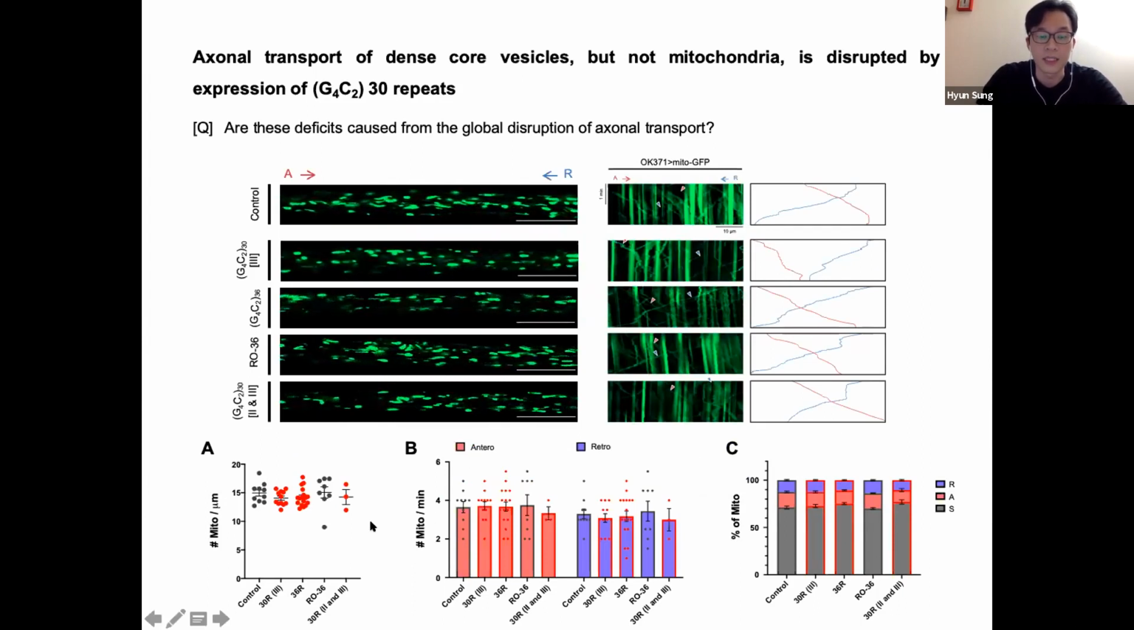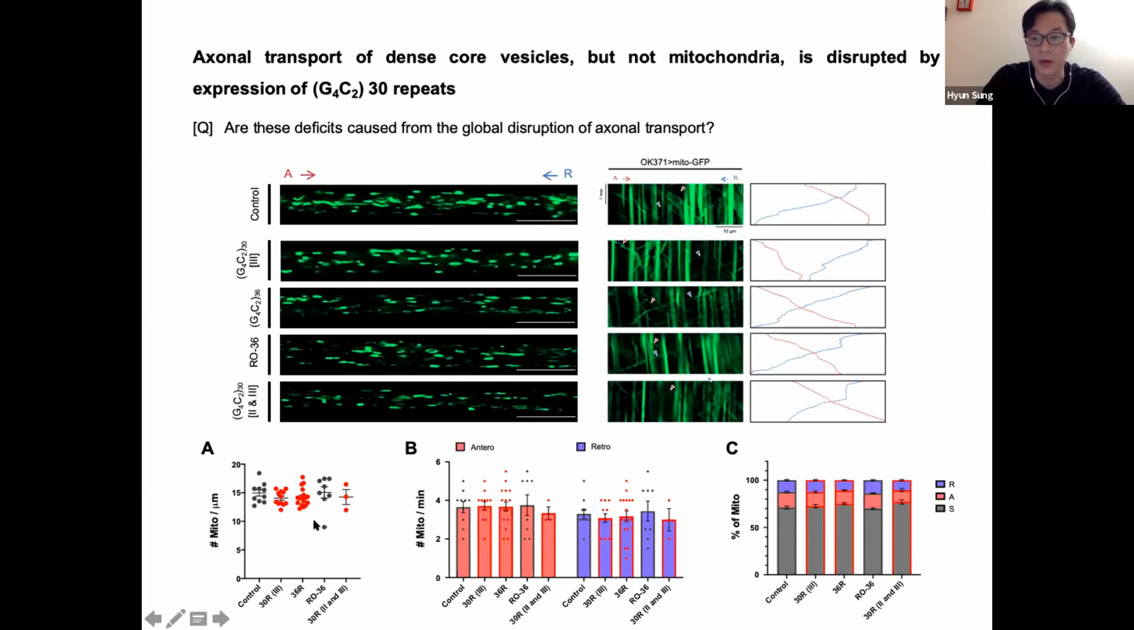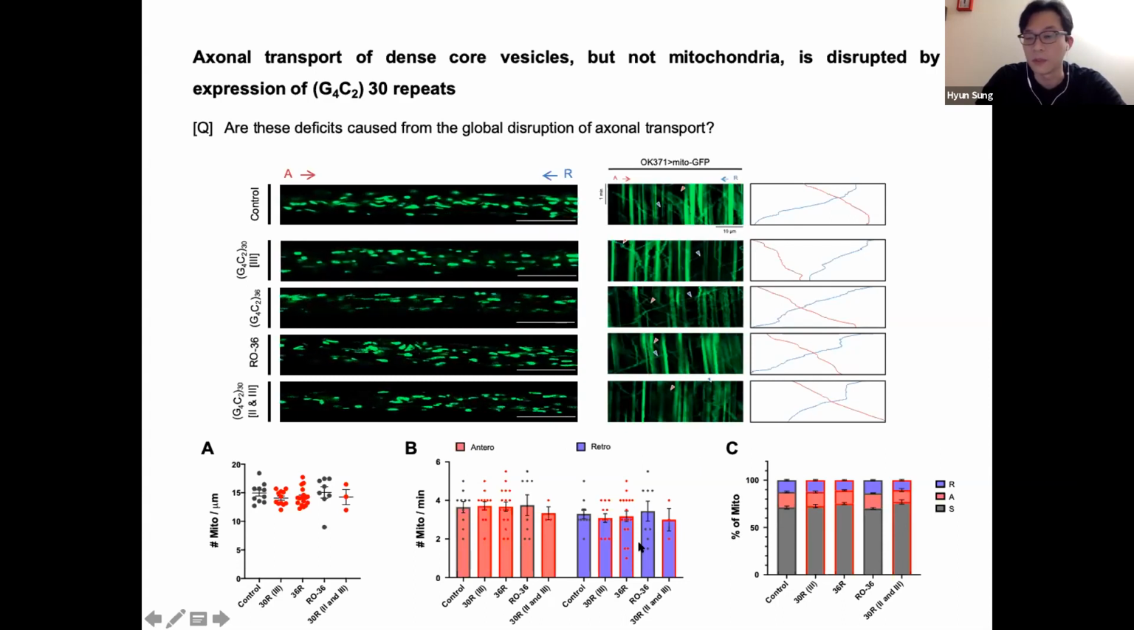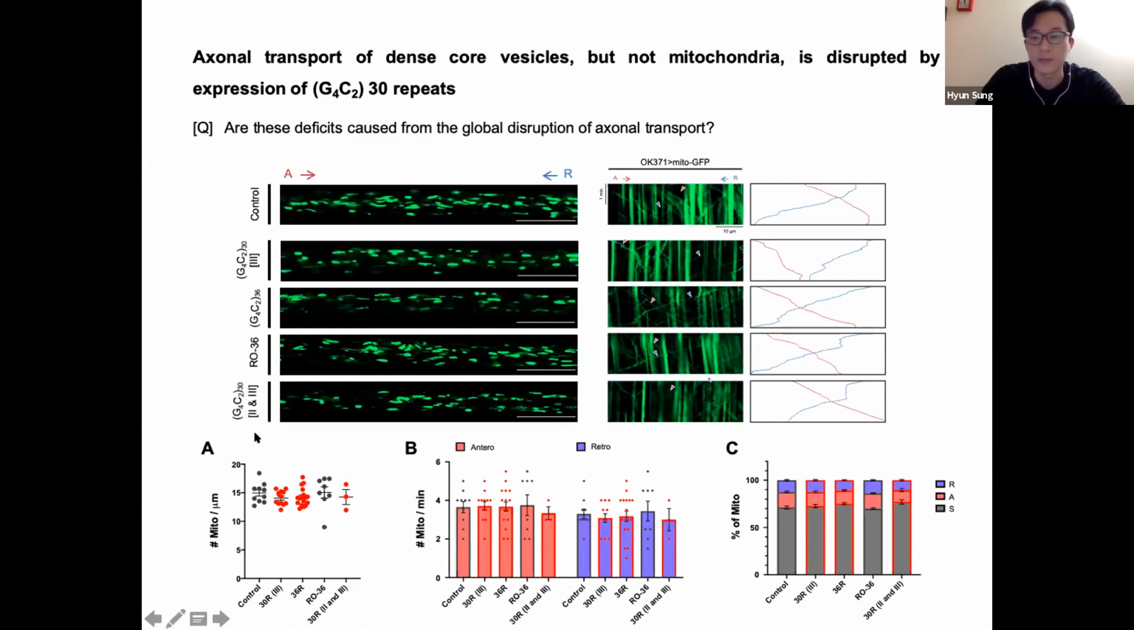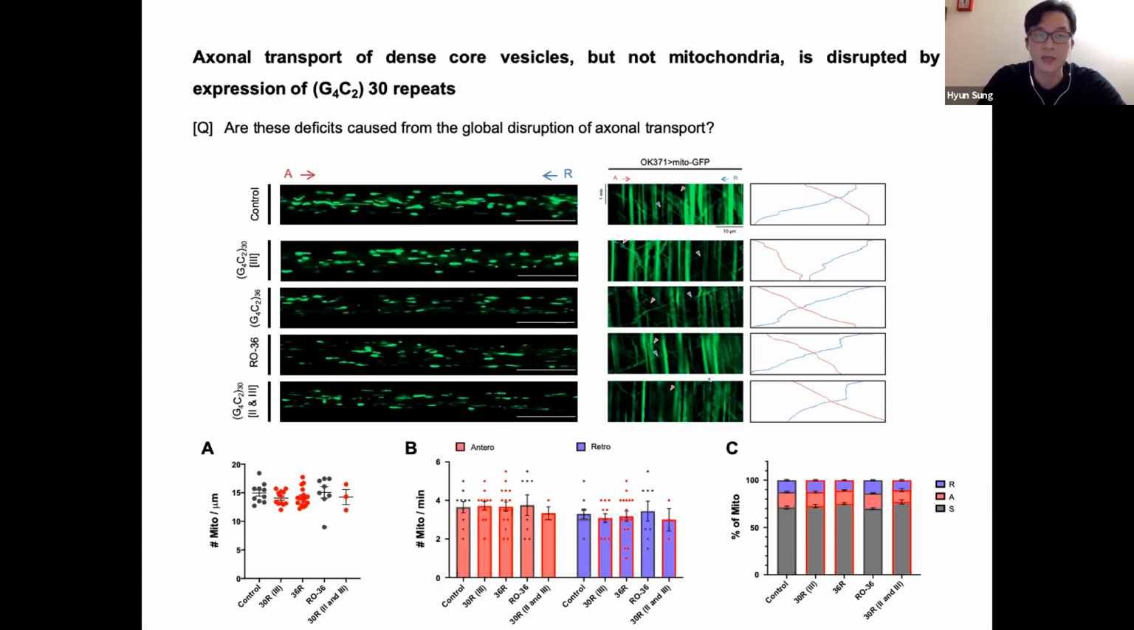So this is the quantification: A is the number of mitochondria per unit length, B is the flux, and C is the percent of movements. But none of these parameters was affected by the expression of the 30 repeats. We also expressed the double repeats in the second and third chromosome, but we still see very nice movements, which suggests that the axonal transport of the dense core vesicle can be disrupted, but not mitochondria.